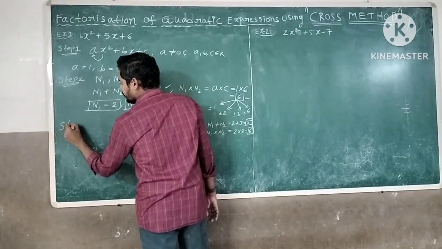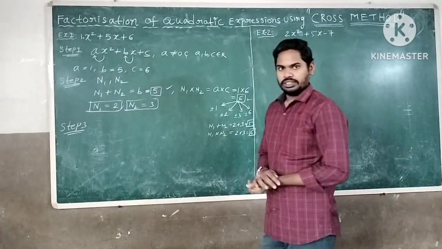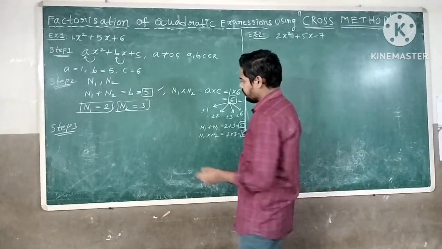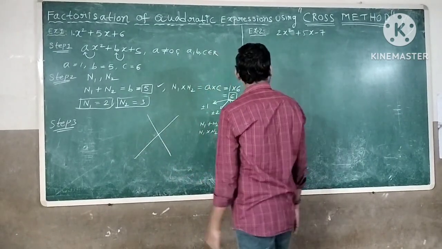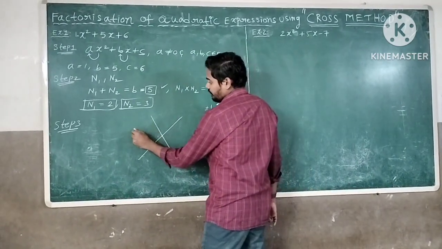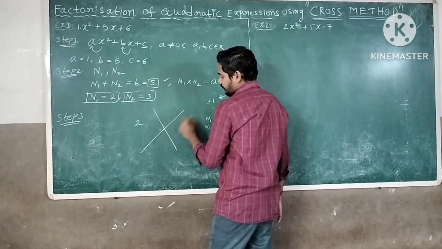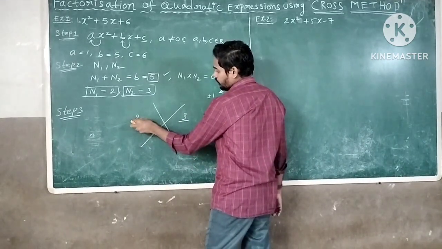Next, the final step, step 3. Step 3 is the final step. In the final step, we have to apply our cross method. So what is the cross method? Just draw a cross and write n1 on the left side, n2 on the right side of the cross, and divide n1 and n2 by, here this is n1, 2 is n1 and 3 is n2.